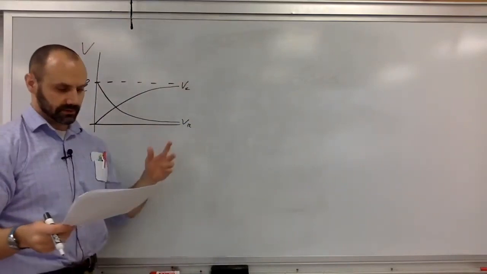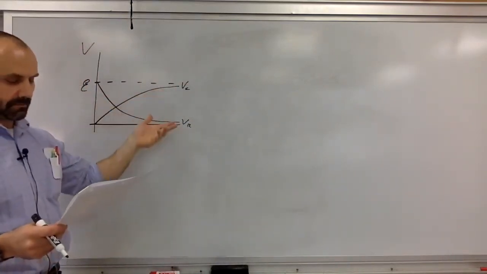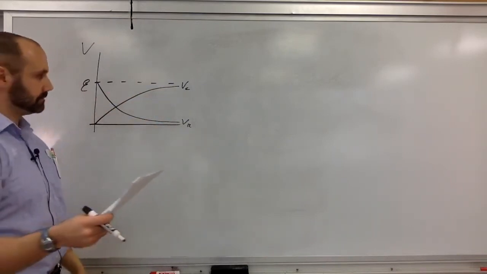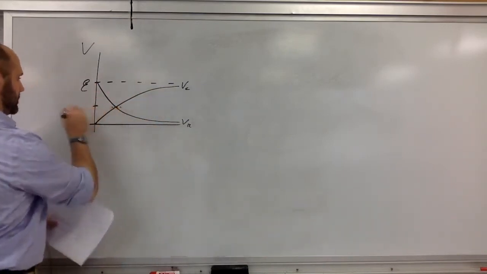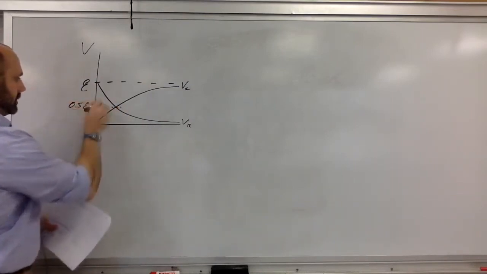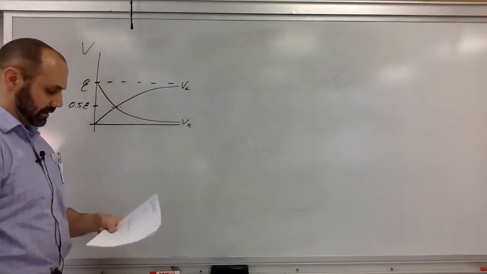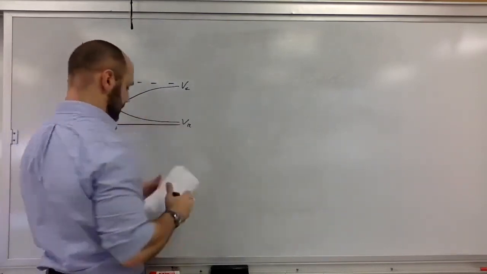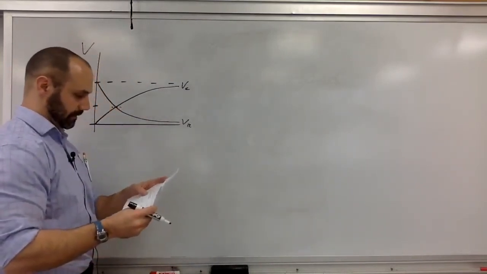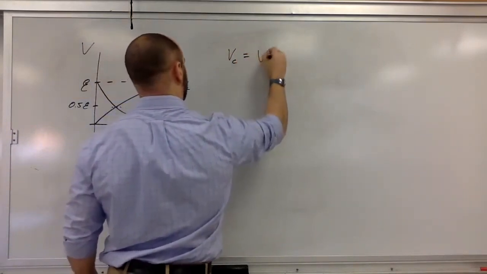For example 6, we've got the voltage on the capacitor and the voltage on the resistor both on the same graph. And really this should meet halfway. This should be 0.5 of the EMF. So it's a little off. I'm not a great artist. So we're looking for the place here where VC is equal to VR, right? The voltage on the capacitor is equal to the voltage on the resistor.